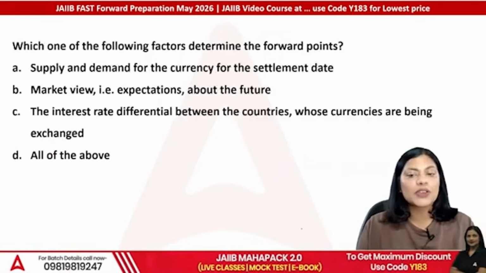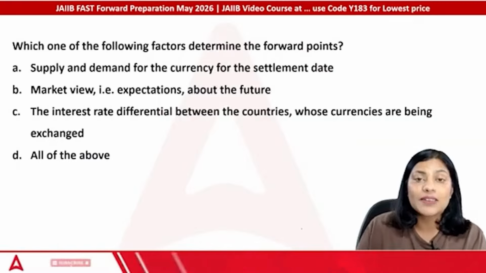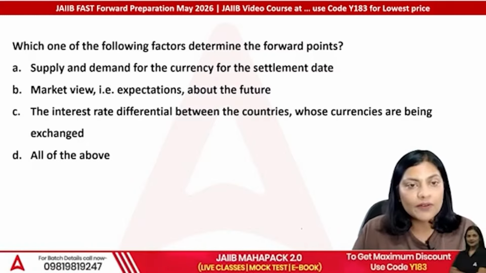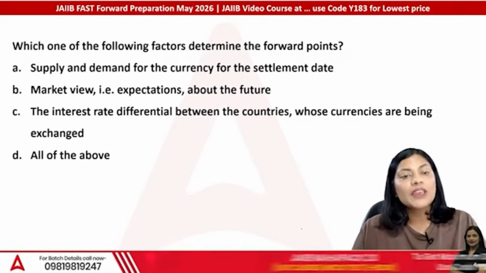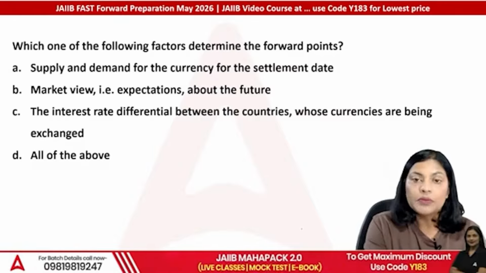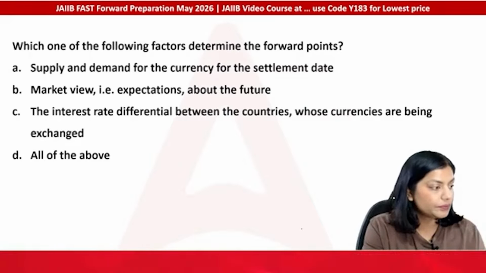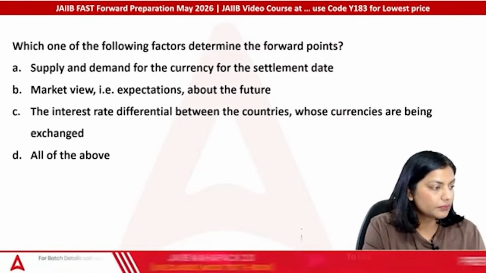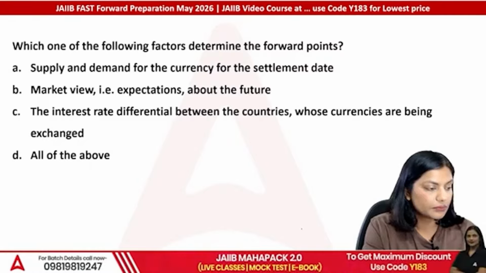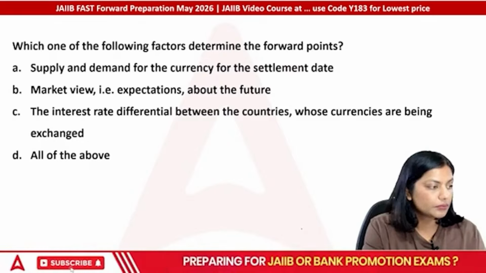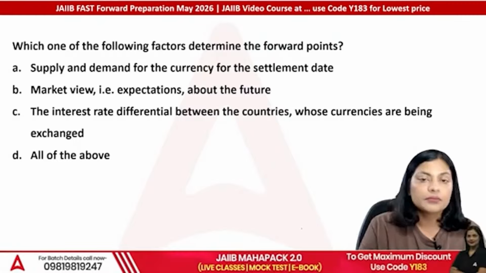Then moving to the next question. Which one of the following factors determine the forward points? Supply and demand for the currency for the settlement date, market views, that is expectation about the future, the interest rate differential between the countries whose currencies are being exchanged, or all of the above. What would be the right answer?